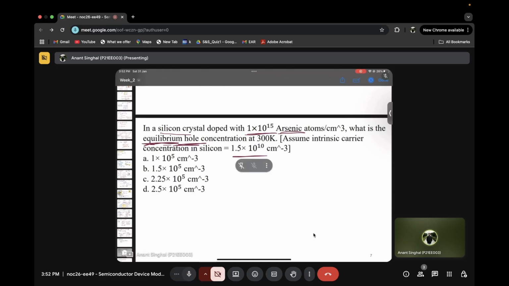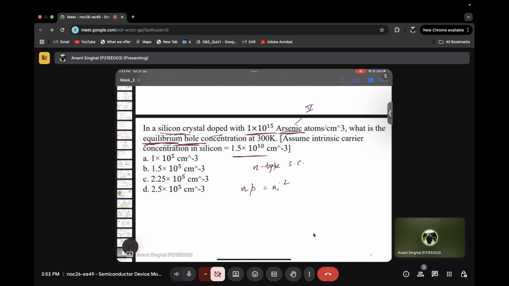Okay, let me also try to solve the same. We have a silicon crystal which is doped with arsenic. Arsenic is group 5, right? So this should be an N type semiconductor now. We know that at equilibrium the mass action law holds, so NP should be equal to Ni square.